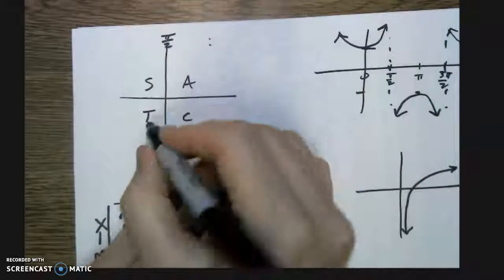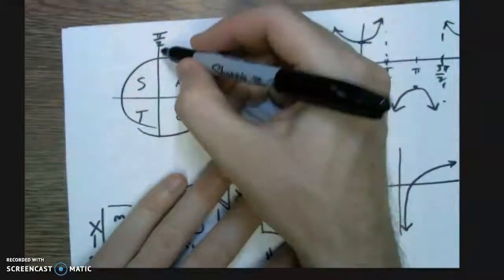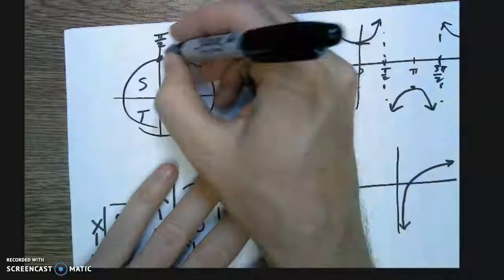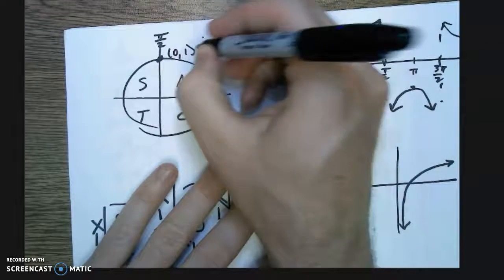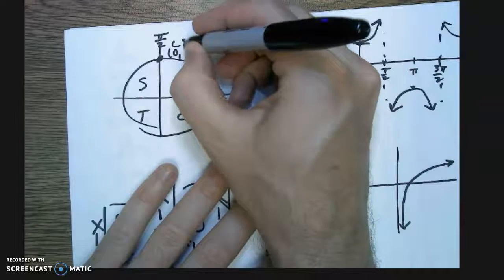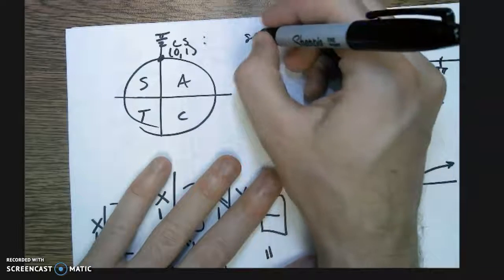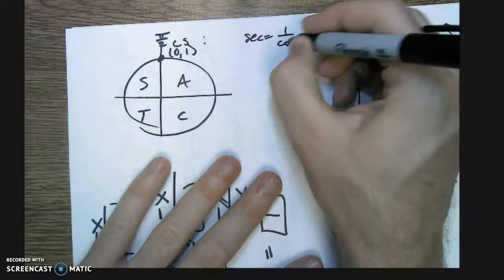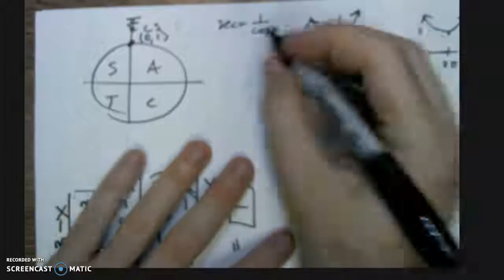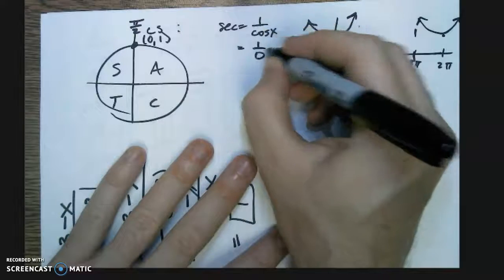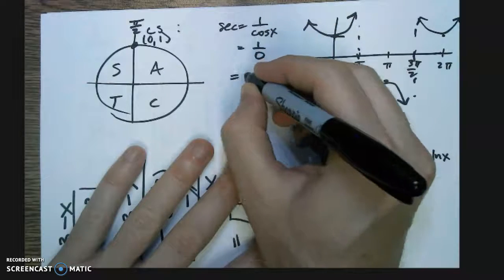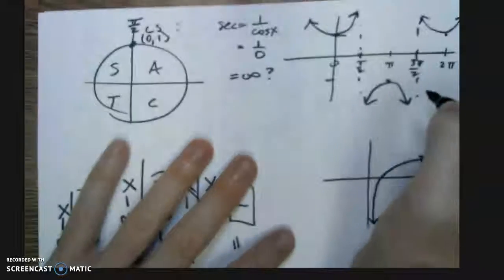So if we look at our unit circle, pi over 2 is here. So this would be an ordered pair of 0, 1. Remember, cosine is the x value of your ordered pair. And here we have secant, which is 1 over cosine. So that would be 1 over 0. So here we've got that infinity case again. We just need to figure out which one.